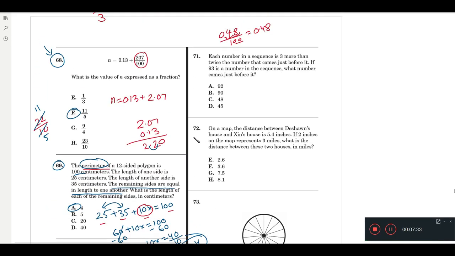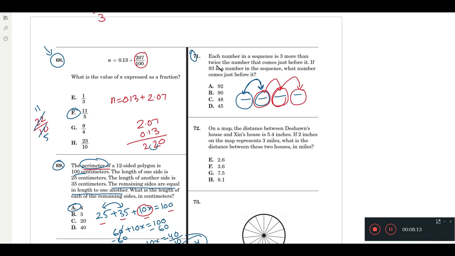All right. Now, let's continue to number 71. Each number in a sequence is 3 more than twice the number that comes just before it. So there's a sequence going on. Whatever the number before it is, 2 times this plus 3 will give you the next number. Again, whatever is here, you times it by 2, add 3, and you're going to get the next one.